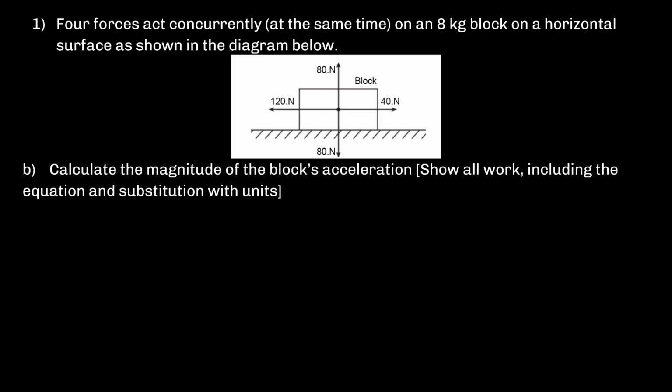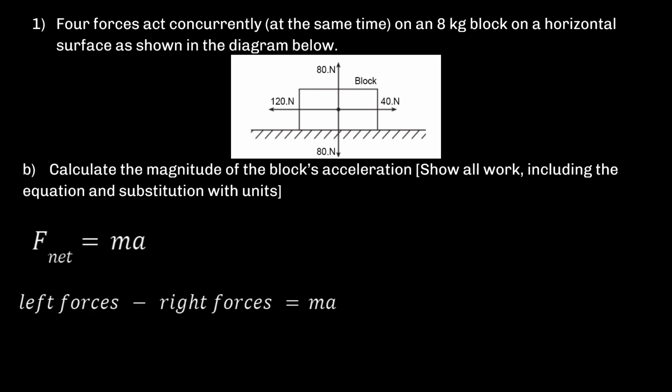Starting off here, I have forces, and I want to find acceleration. That means I'm going to end up using F net equals ma. I then know that F net is made up of my forces in the horizontal direction, my left and right forces. We figured out in part A that the direction of my acceleration was to the left. So I'm going to start off here with left forces minus right forces are equal to ma.